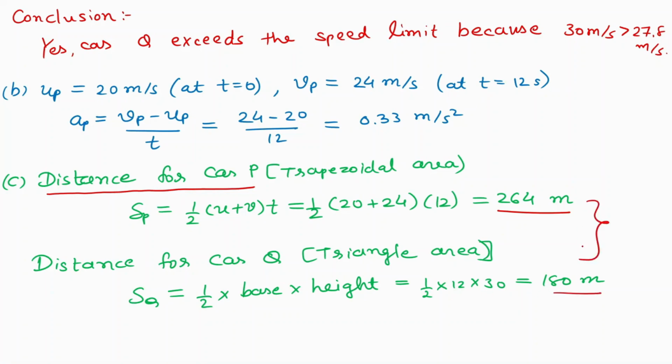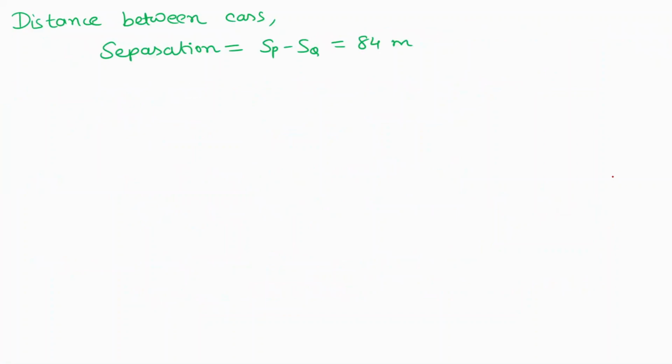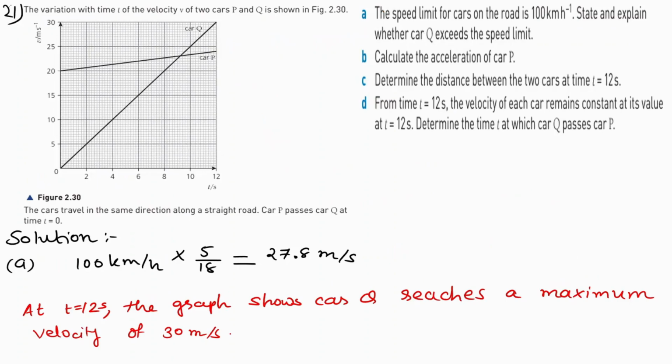So you need to find the difference. It is the separation between the cars at the 12th second, and it is 84 meter. Now we move forward to question D. From time 12 seconds, the velocity of each car remains constant at its value at 12 seconds. So it means after 12 seconds, the velocity will be constant.